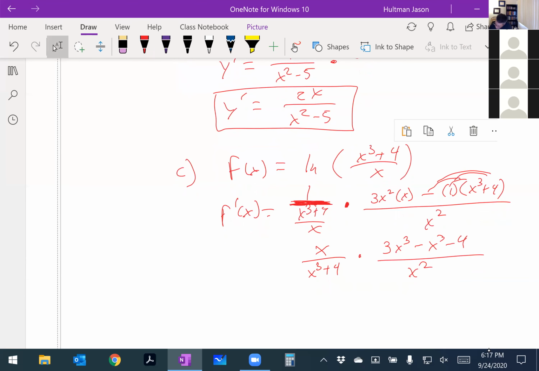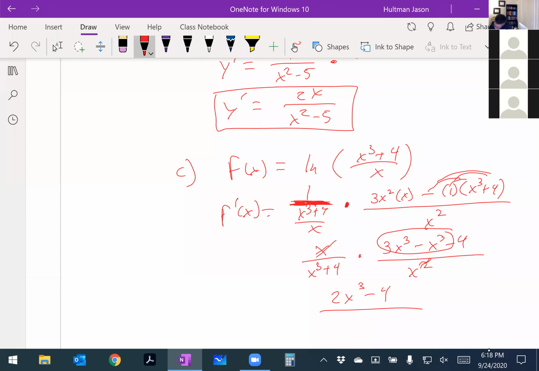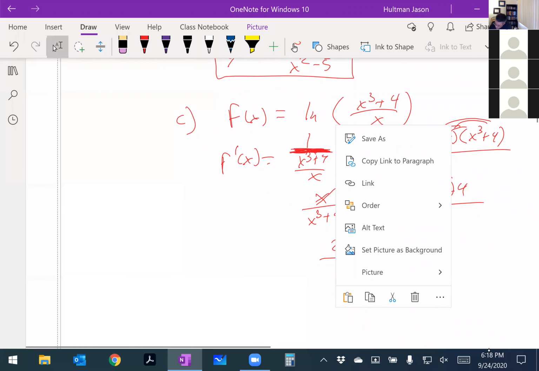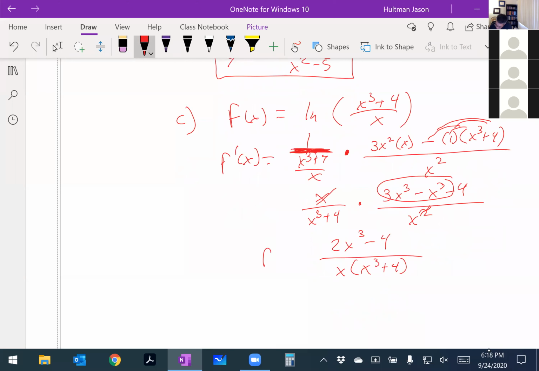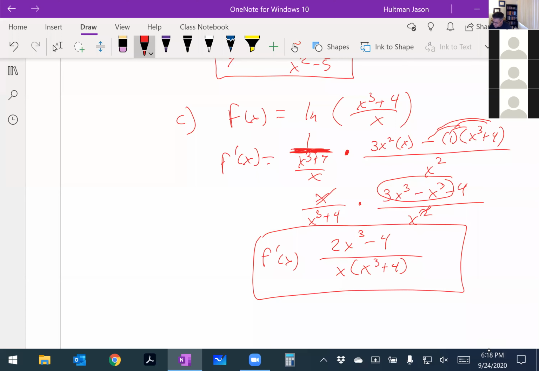So this x and this squared are going to cancel out. And then the 3x cubed and the x cubed are going to combine. This is 2x cubed minus 4, all over x times x cubed plus 4. I could stop there if I really wanted to and say that f prime of x is equal to this. If I wanted to factor, I could factor. If I wanted to multiply it out, I could multiply it out.